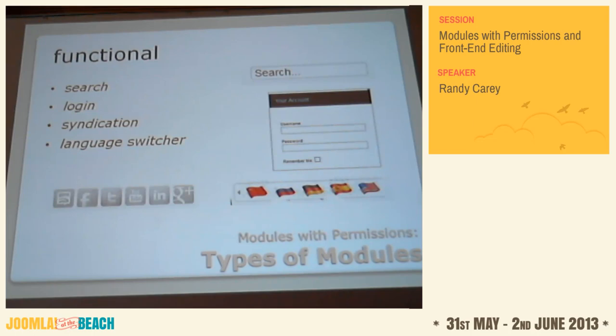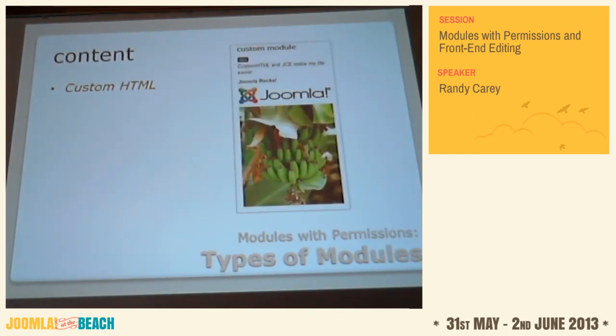We have functional modules, like the search box, the login box, and language switchers or social media buttons that provide links to different places. And then, of course, we have the custom HTML, which is more of a content-based module. It doesn't store its data in any other table except the module record, where it keeps all the other module information. So it doesn't store it like an article. It stores it in the module itself. But it's still another type. So those are the four types.